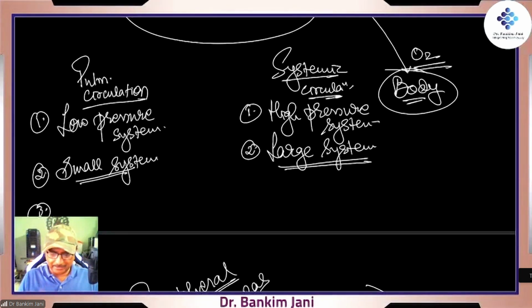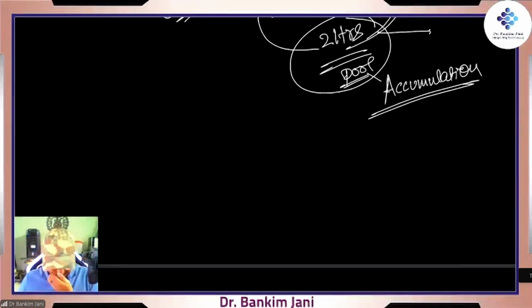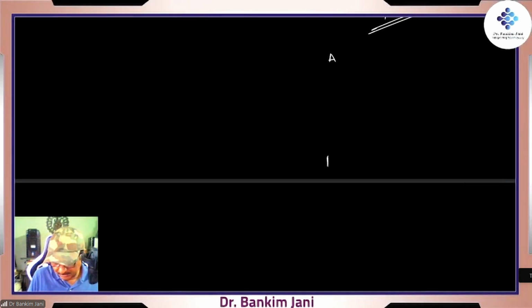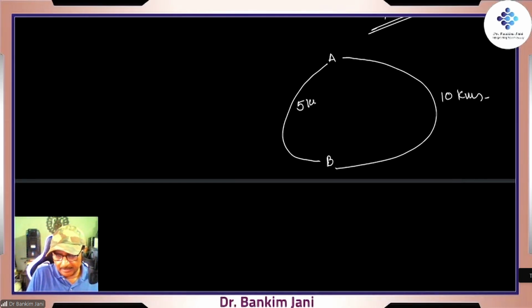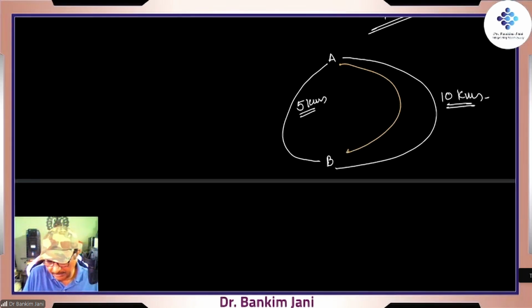Forget about the human body. Think of it like this: this is A, this is B. This path is 10 kilometers. This path is 5 kilometers. The amount of time you take going from here to here and the amount of time you take going from here to here should be the same. So will there be any change in the speed? Who will be faster, Akshat?